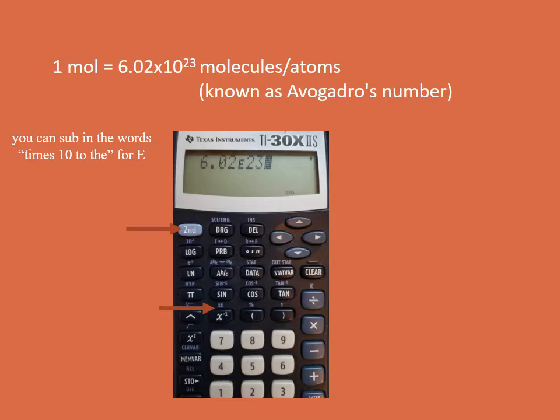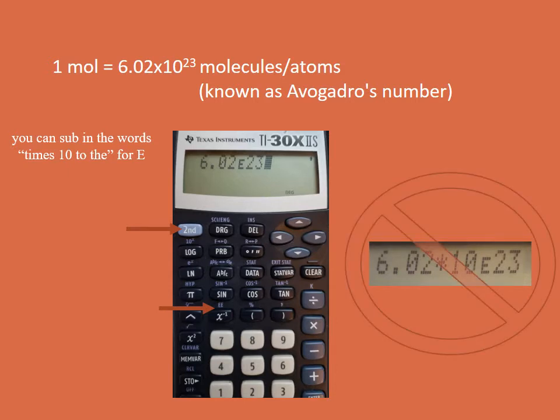Now, the error that a lot of grade 11 students make, they write 6.02 times 10 to the E23, which is then 6.02 times 10 to the 23, which is actually 6.02 times 10 to the 24. And that's why, when you check the answer key, a lot of students wind up with the right number at the front, but when they get to the times 10 to the, they're always off by one number. So this is not what we do.